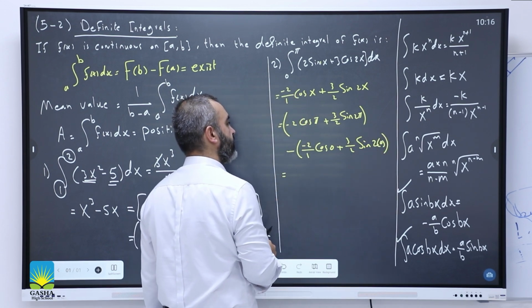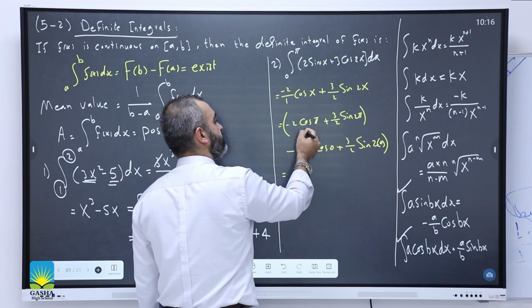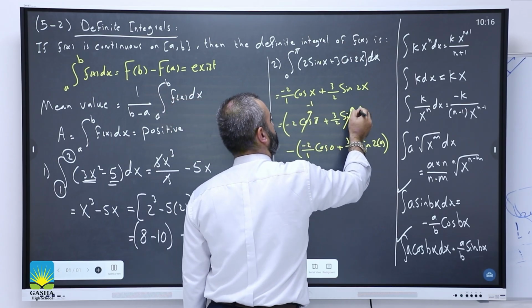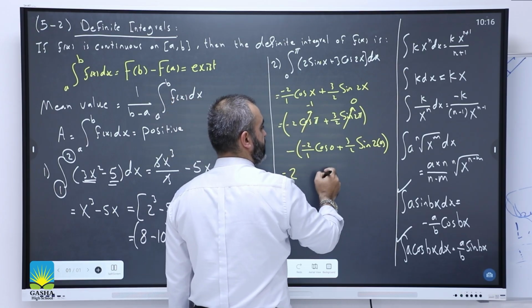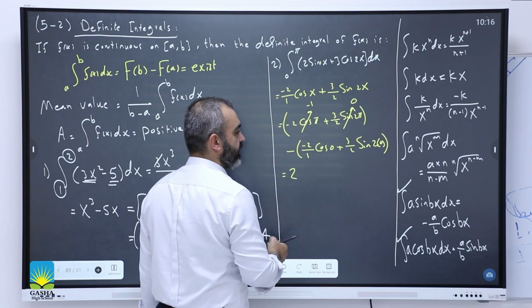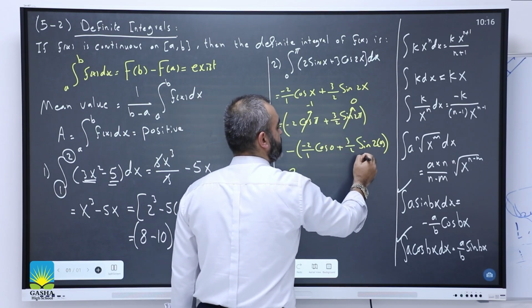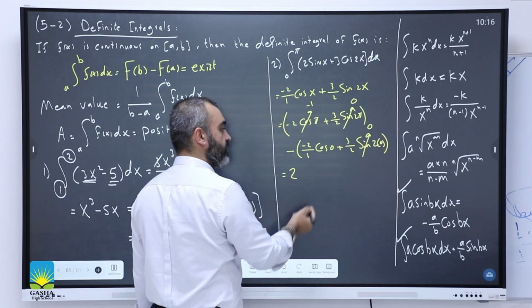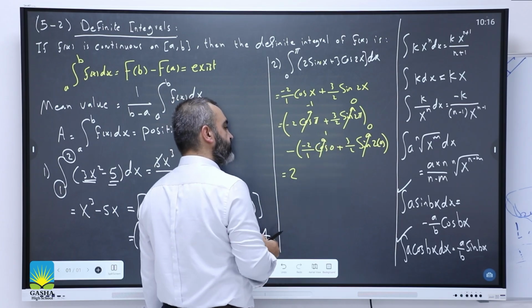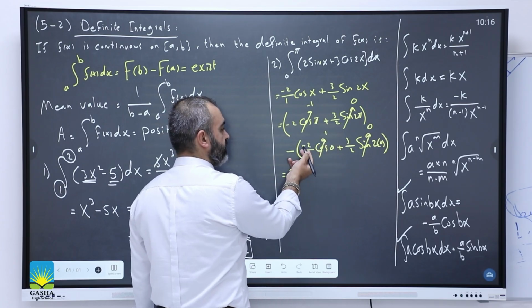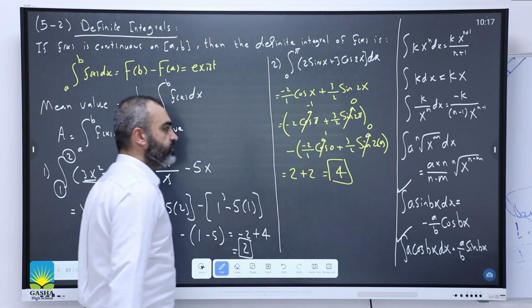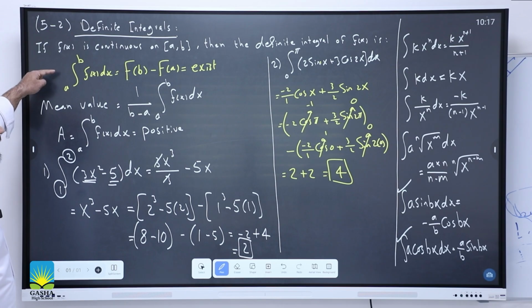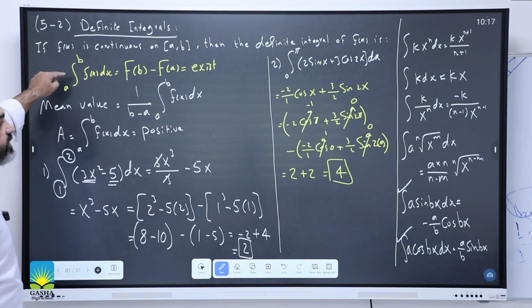So what's the next step? Cosine pi is negative 1. Sine 2 pi is 0. So negative 1 times negative 2 is 2. And we cancel sine 2 pi because the result is 0. And also sine 2 times 0 is 0, and cosine 0 is 1. 1 times negative 2 is negative 2. And times negative, it's positive 2. So 2 plus 2 equals 4. So this is the definite integral from 0 to pi.